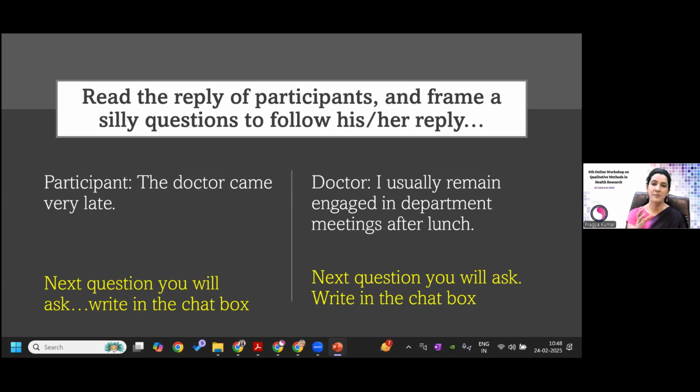It depends what the event is. Yes, for people in the army, or maybe many others, if someone is running 100 meters, even a fraction of a second late is late. But you have to see in everyday life what the meaning of late is. So that meaning you should explore from the participant. And again, this was one question: the doctor said that I usually remain engaged in the department meeting after lunch. So what question can you ask?